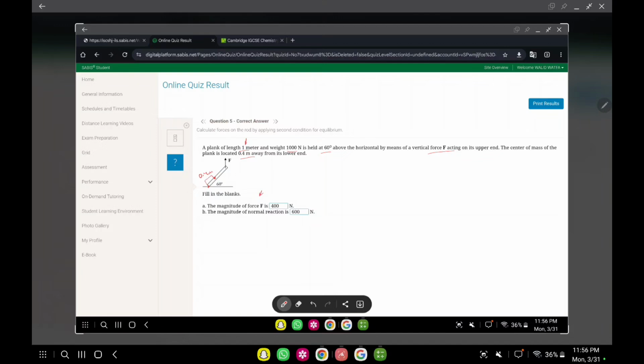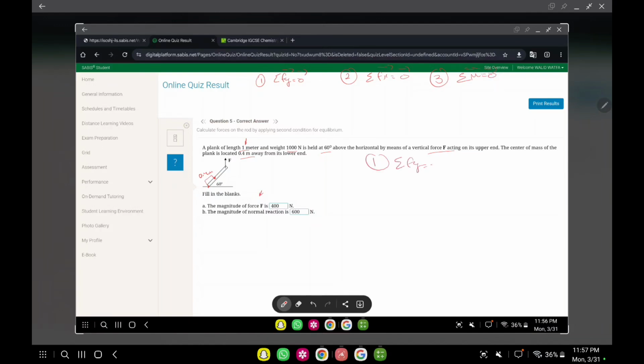Very, very easy. So it's obviously in equilibrium here, right? Because it's being held, it's not moving. All of these are in equilibrium. So since it's equilibrium, we have 3 cases: sigma Fy equals 0, sigma Fx equals 0, and sigma M is equal to 0. Okay, let's start.